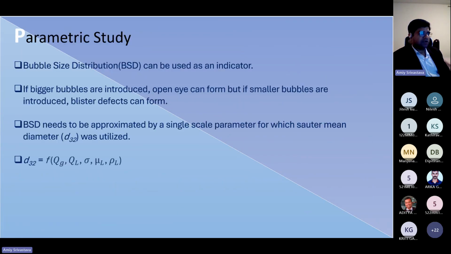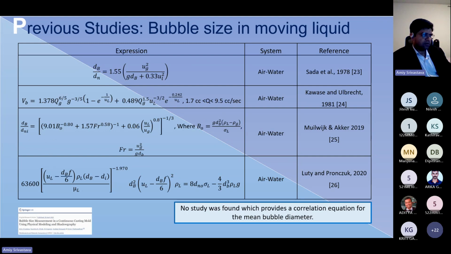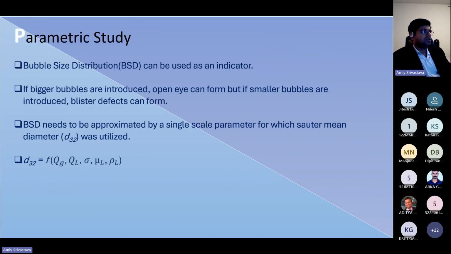I also realized that these equations are from bubble columns or different fields, but no study was found which provides a correlation equation for the mean bubble diameter for the mold. So I realized that I can contribute to the scientific community if I do something for the mold. That's why I decided to do that research.